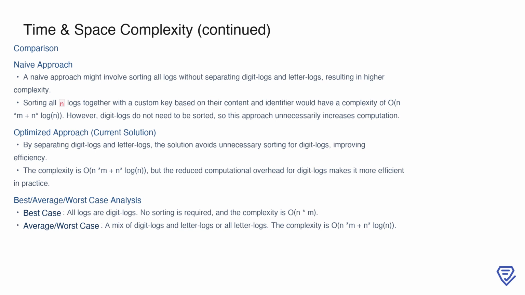To understand the advantages of the current solution, let's compare it with a naive approach. In a naive approach, all logs could be sorted together without separating digit logs and letter logs. This would require processing all n logs using a custom key, resulting in a time complexity of O(n*m + n*log n). However, since digit logs don't need sorting, this approach introduces unnecessary computation.